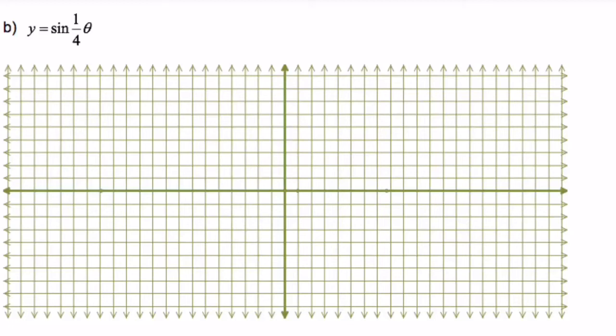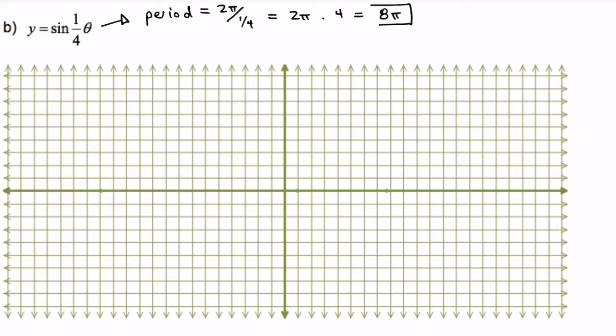Y equals sine a quarter theta. So my b value in this case is a quarter. To figure out the period, it's always 2 pi divided by b. So in this case, it's 2 pi divided by a quarter. When you divide by a fraction, it's invert and multiply. So this is 2 pi times 4 over 1, which is just 2 pi times 4, which is 8 pi.